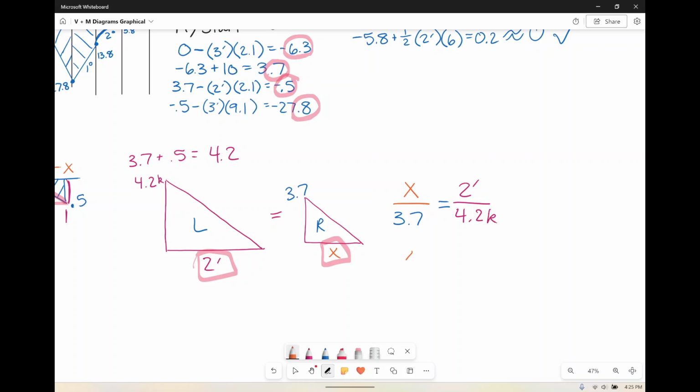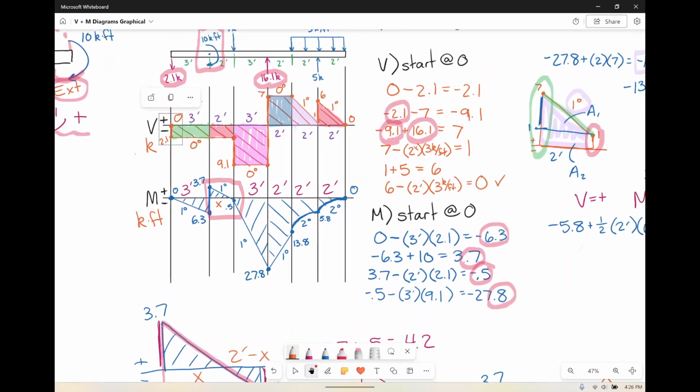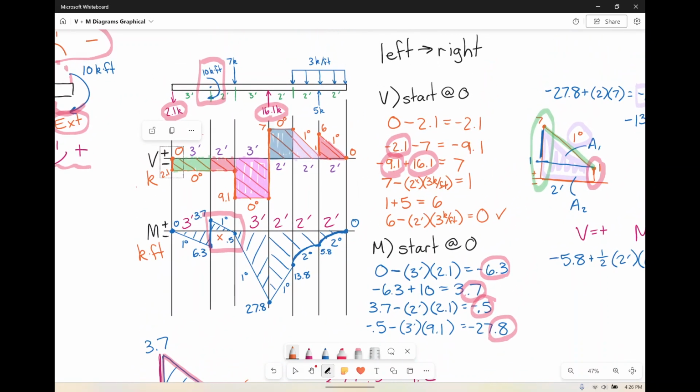So really, if I wanted to find x, x would be 2 over 4.2 times 3.7. Whatever that is, that's x, and you could then go plug that back in up here. But because we're not going to do the slope diagram after this, it is kind of irrelevant that you actually label that. But good on you for labeling it. And there, in a hot mess, is our shear and moment diagram for that beautiful, beautiful beam that we did as an example.